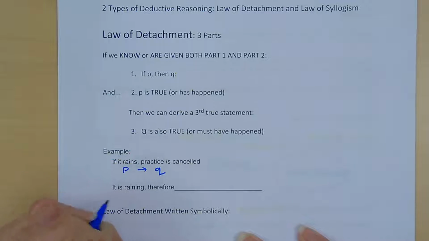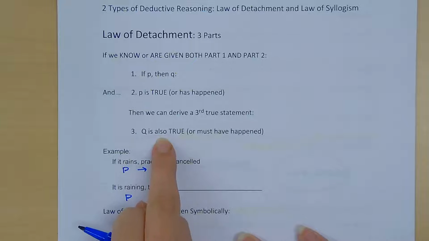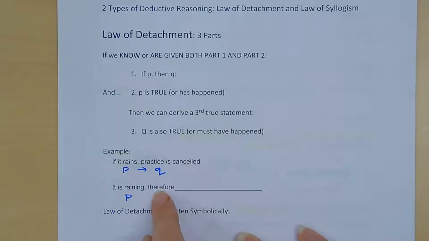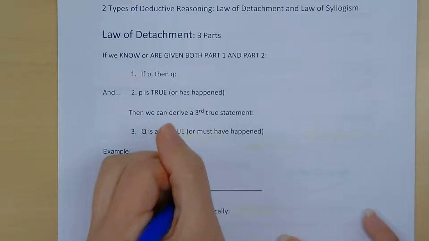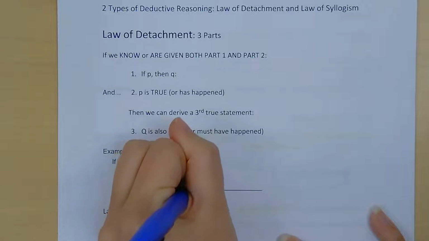We also are given that it is raining. So that is going to be our P. Therefore, we can conclude that Q is also true. And our Q is that practice is canceled.